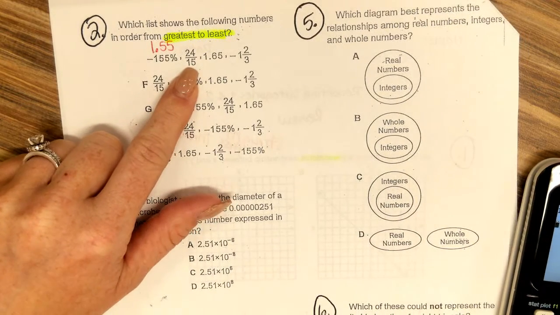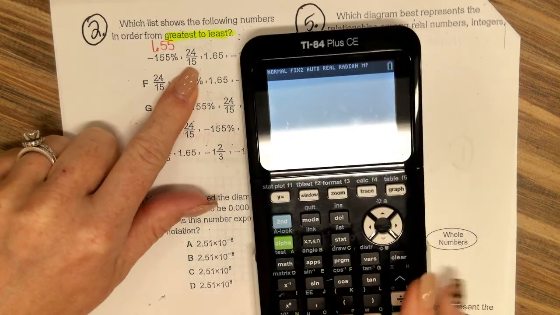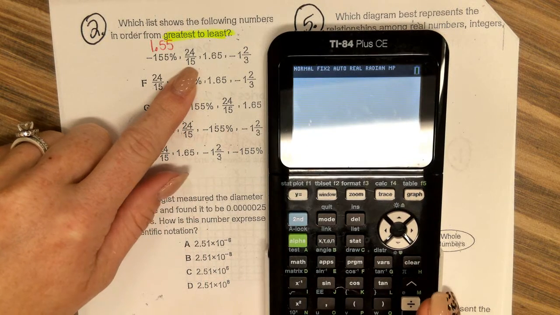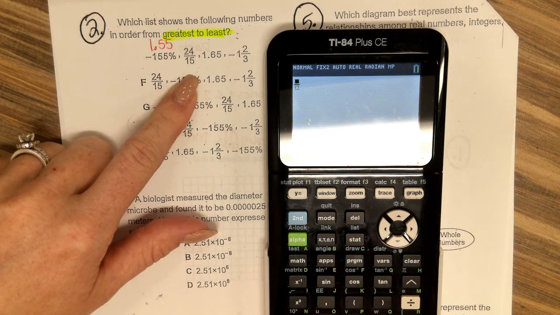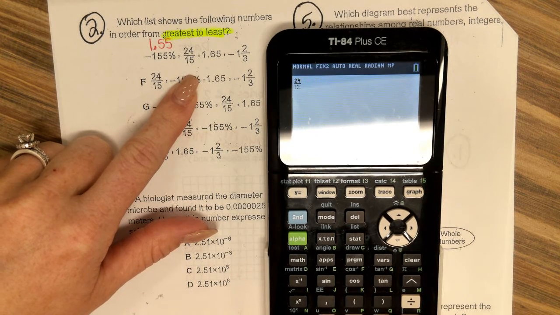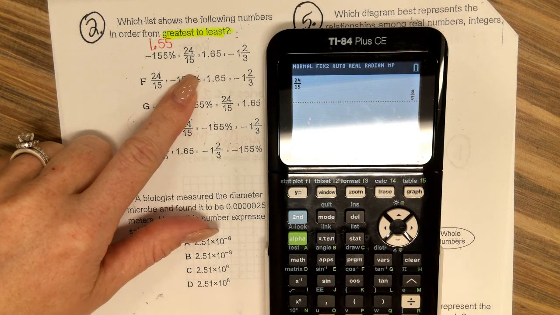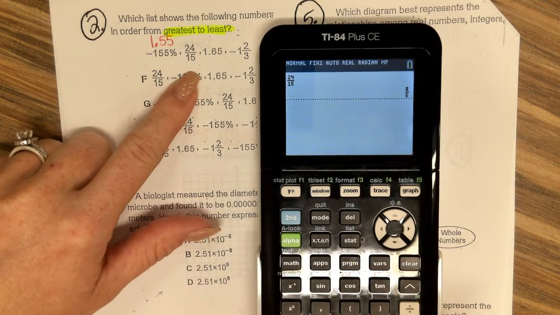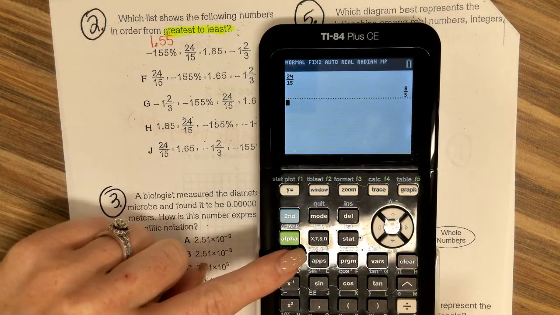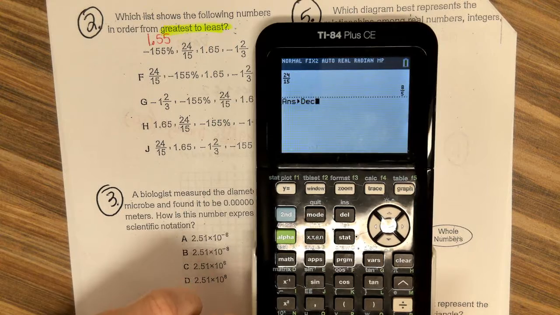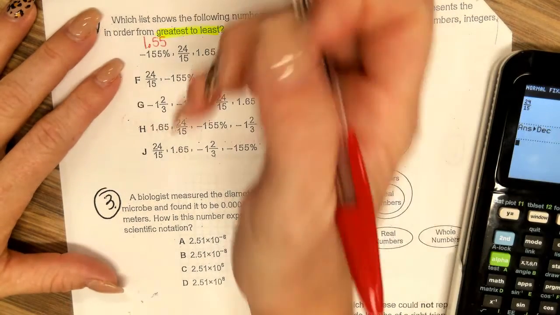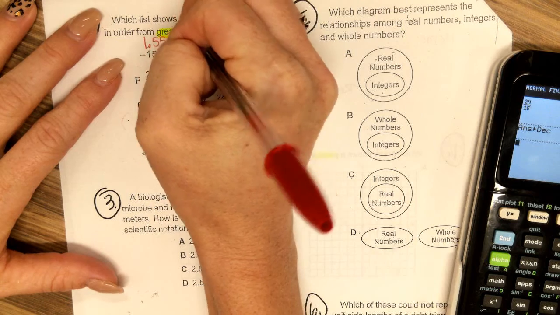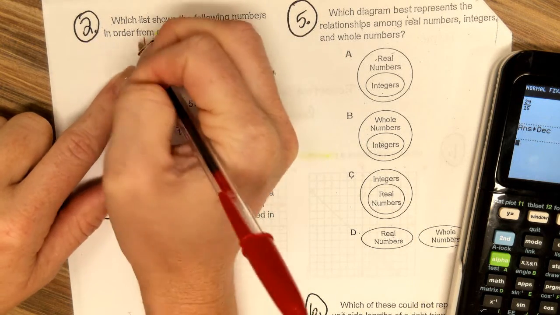All right, 24/15. How do I put that in? Alpha y equals option 1. 24 on top, 15 on bottom. Once I hit enter, remember it's only going to simplify it. So what do I do next? Math. Option 2 for decimal, enter. So $1.60. What did I forget right here? I forgot my negative sign.